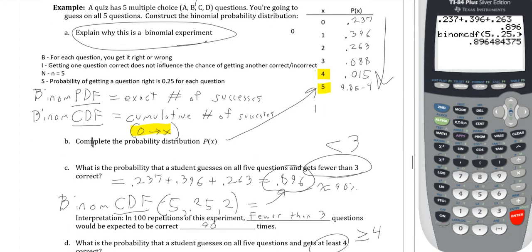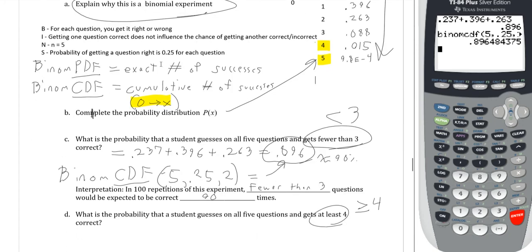So what I can do is add those two values together: 0.015 plus 9.8 e negative 4, which would be 0.00098. So that would give me about 0.001598 if I were to add those together.